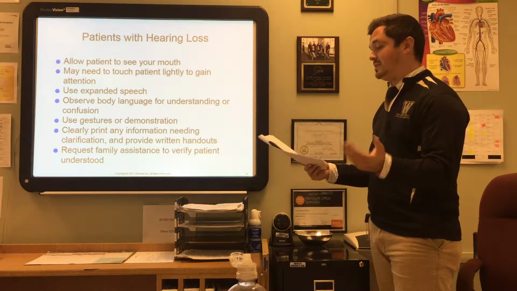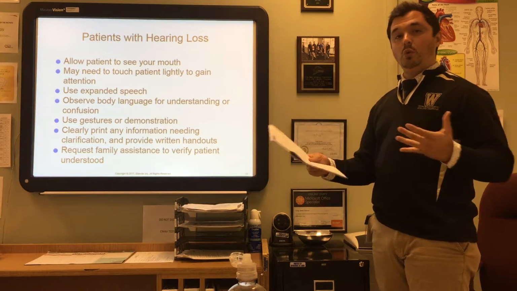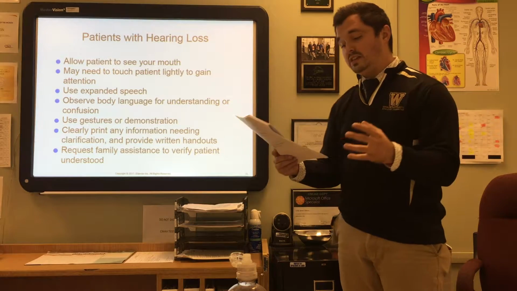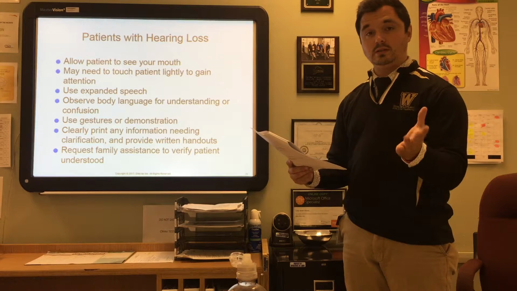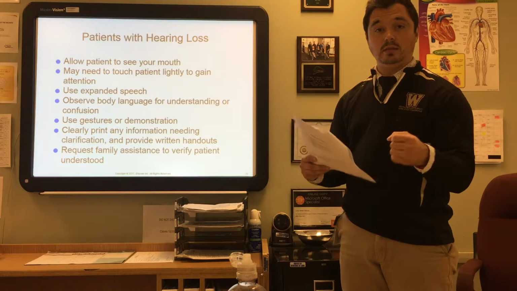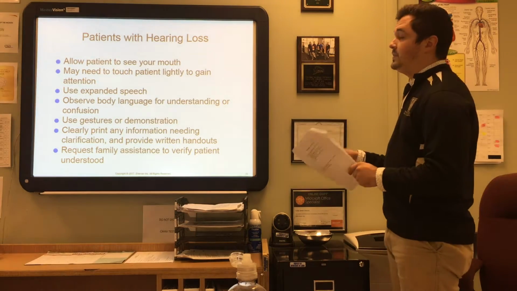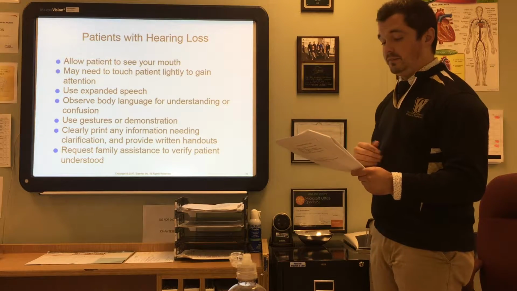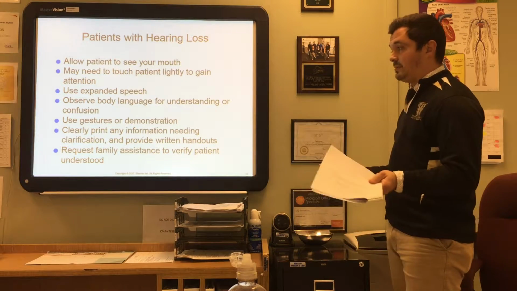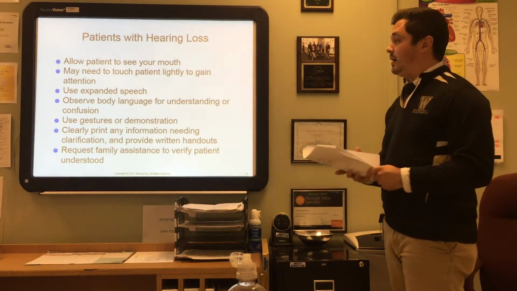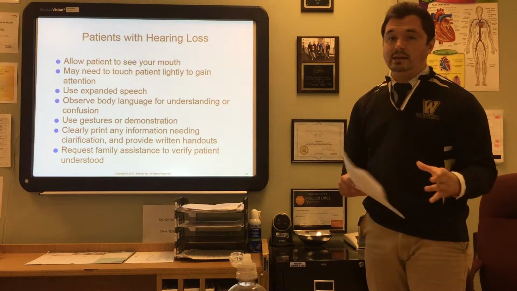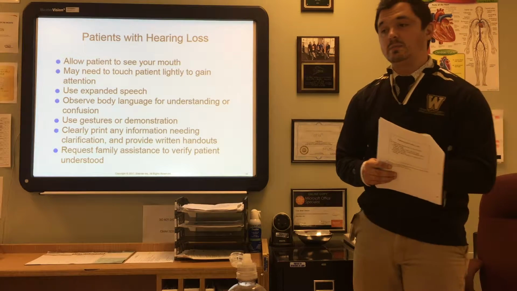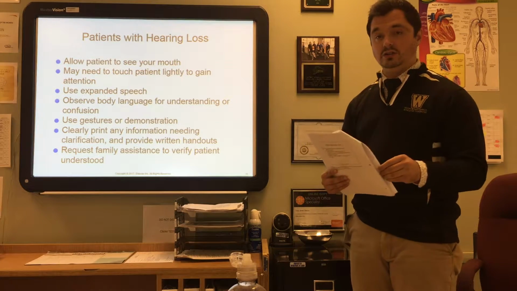And use expanded speech. Now, you might be asking, what is expanded speech? It is when you lower your tone of voice and pronounce each syllable. Okay, so it is kind of talking like this. Observe body language for understanding and confusion. Use gestures or demonstration because they can see. Clearly print any information needing clarification and provide written handouts to them. And then request family assistance to verify that the patient understood.